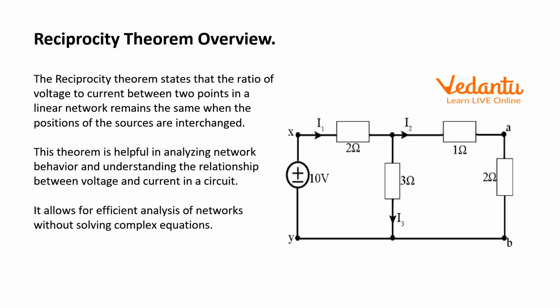And the next one is reciprocity theorem overview. The reciprocity theorem states that the ratio of voltage to current between two points in a linear network remains the same when the positions of the sources are interchanged. This theorem is helpful in analyzing network behavior and understanding the relationship between voltage and current in a circuit. It allows for efficient analysis of networks without solving complex equations. We can observe in the diagram.